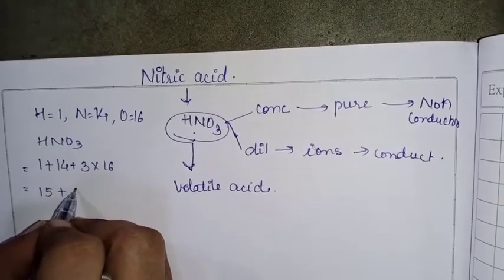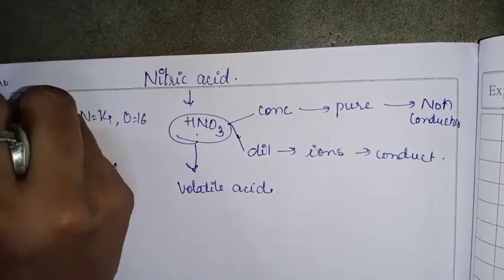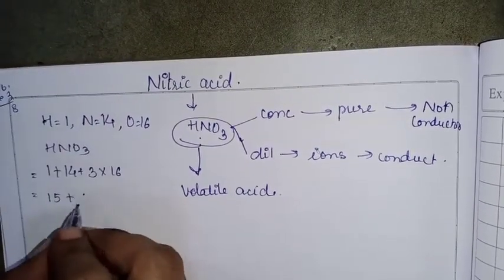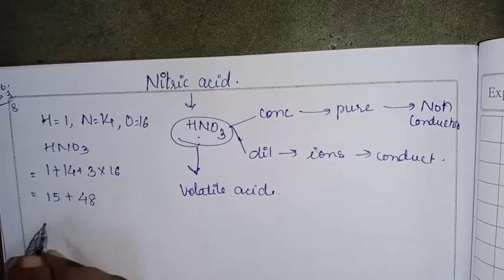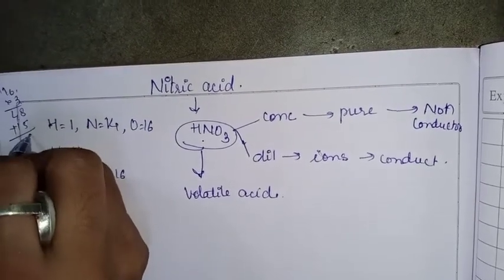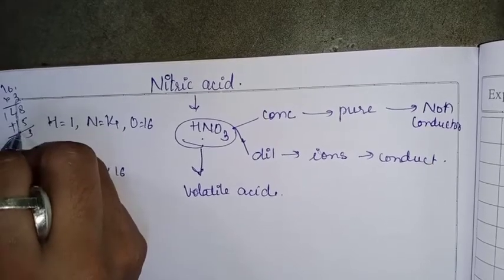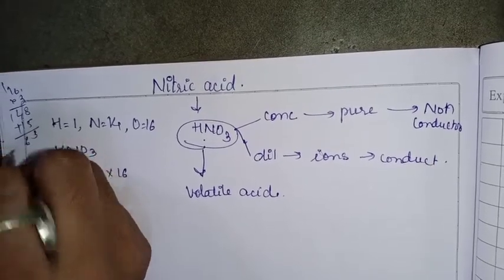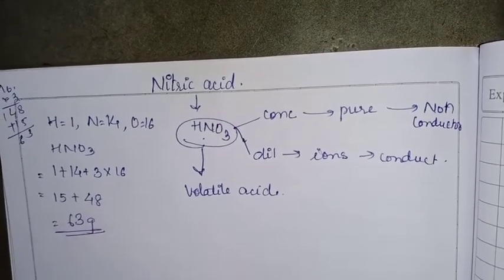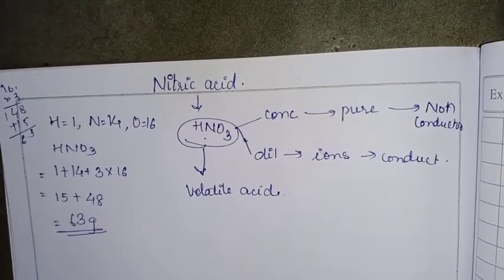Okay, children. Are you getting it? So let us see, 16 threes are 48. When we add 48 and 15, it will give me 63 grams. Its molecular weight is what? 63 grams, children.